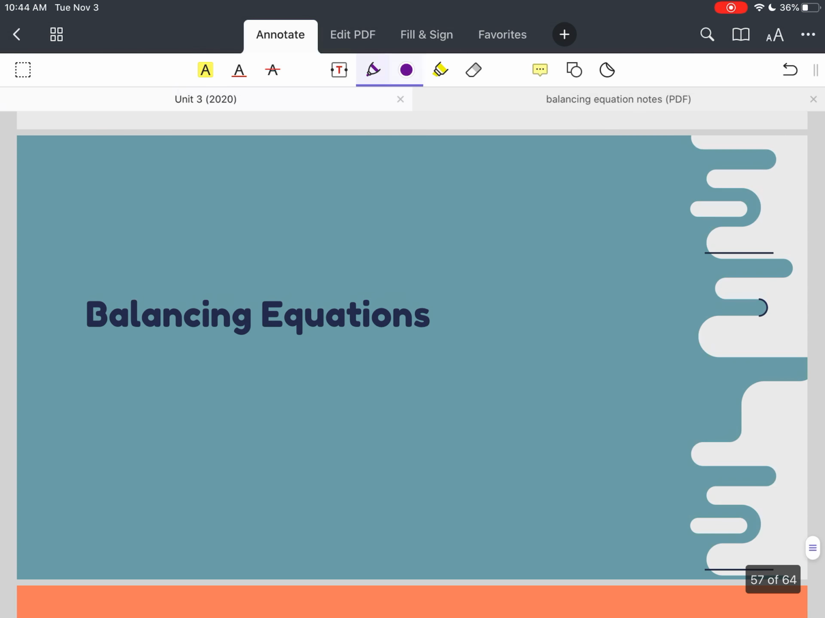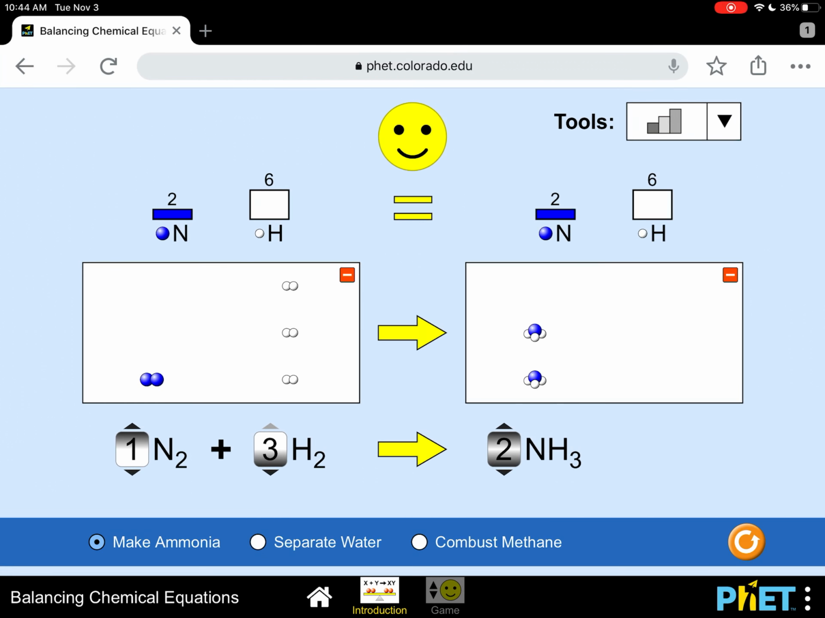All right, so balancing equations. So I do want to just show you one kind of quick example from the simulation. So remember, I have my products and my reactant side. My product is my ammonia. My reactants are my nitrogen and hydrogen.